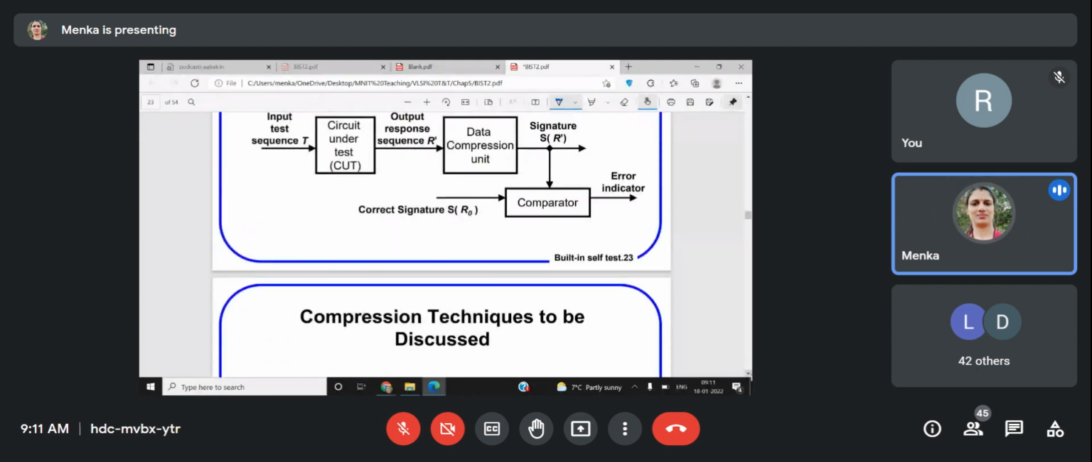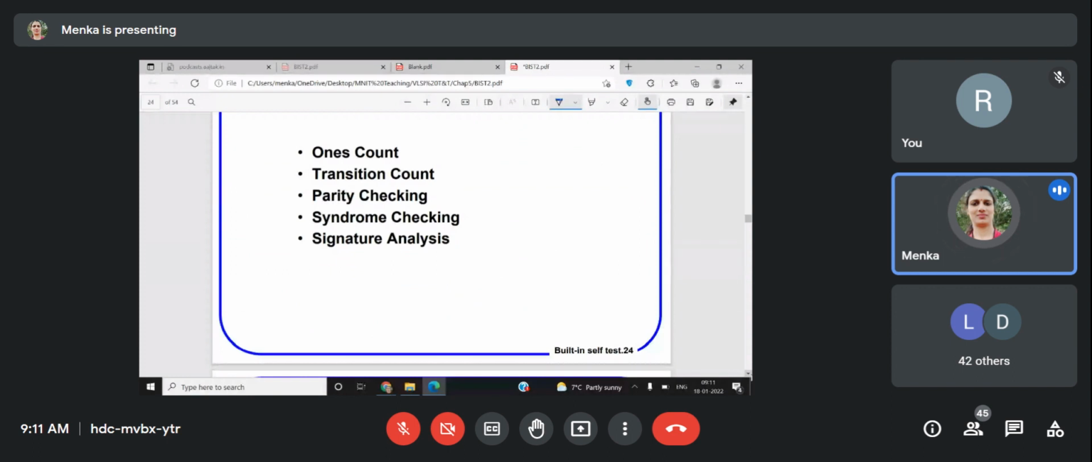Now compression techniques we were using. So in compression techniques, these were different techniques. We have discussed ones count. Here we have to count the number of ones in the fault-free circuit and in the faulty circuit. So if the number of ones are not same, we will say okay, the error is there. So this compresses your signature.